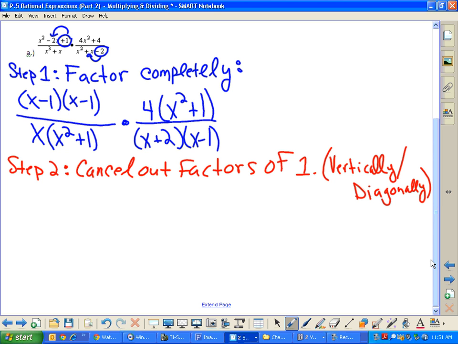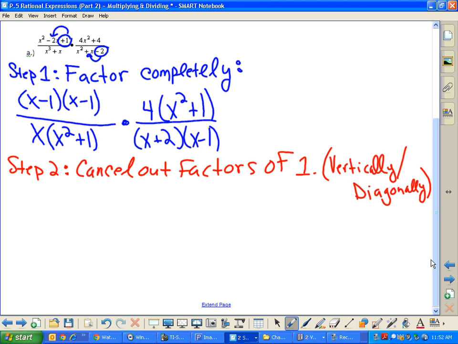As I look at this first fraction here, I don't see any matches that appear in the numerator and denominator of that fraction. I'll look at the second fraction. I have 4 times x squared plus 1 over x plus 2 times x minus 1. I don't see anything in the numerator that repeats in the denominator, so there's nothing that reduces out there.